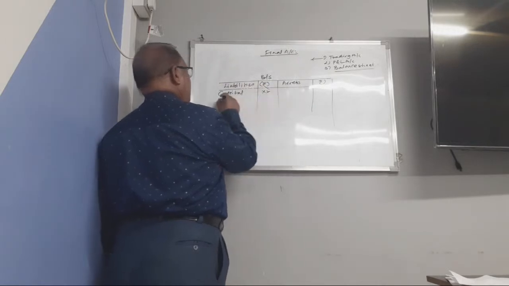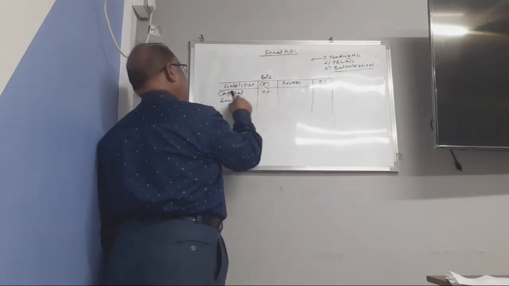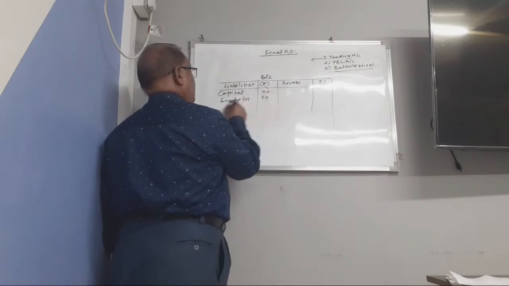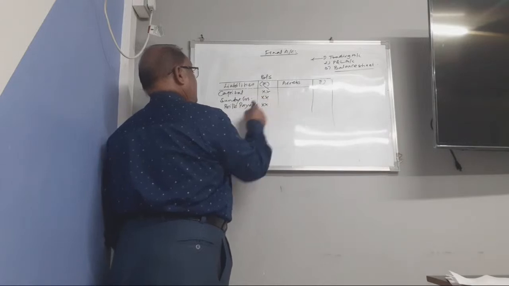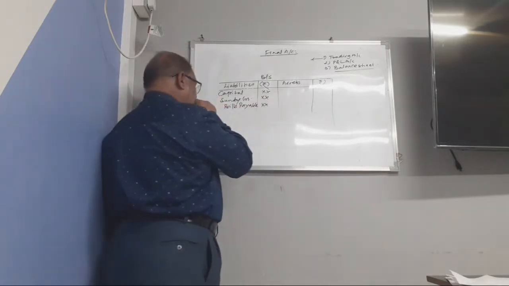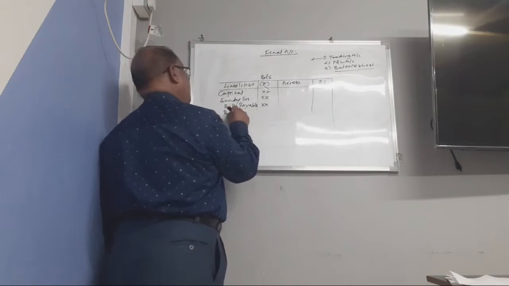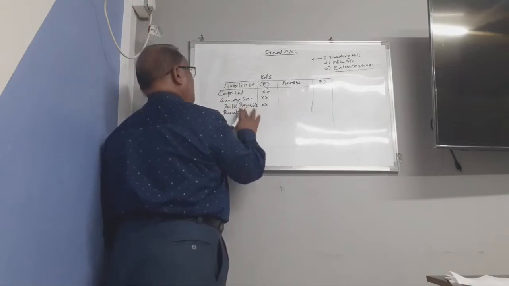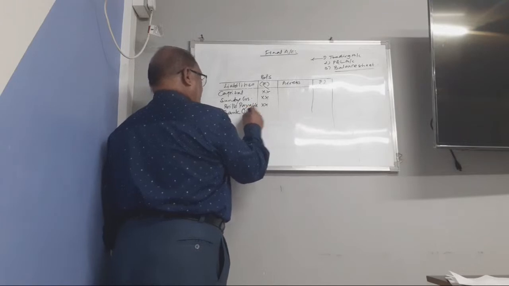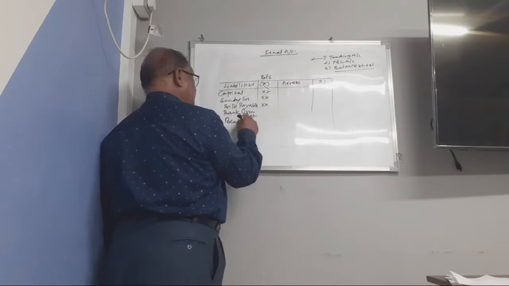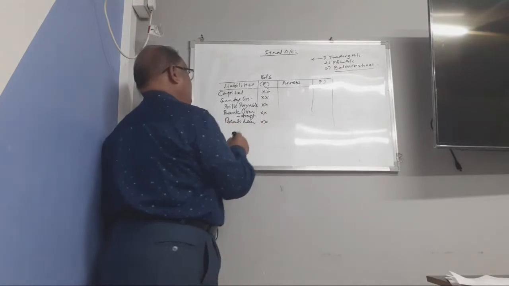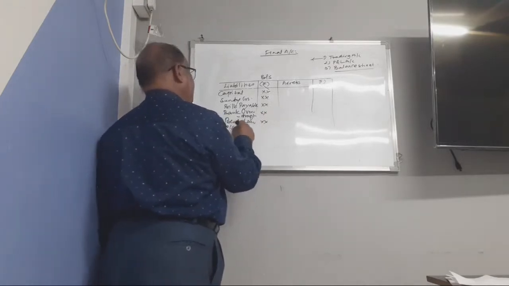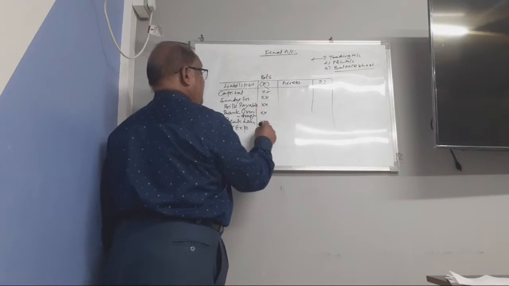Capital here, then sundry creditors on the left side, then bills payable. Bills payable is there on the left side. Now we see bank overdraft is there. Liability we can show here, bank overdraft. Bank loan. Bank overdraft, bank loan, and here outstanding expenses. Outstanding expenses we can show here.